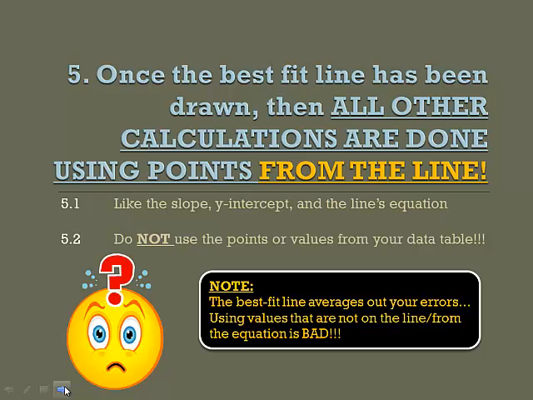Now, once you have a best fit line, all other calculations are done from the points on the line because that line is assumed to have averaged out our errors. So that means that once we have the line, we have to measure slope and the y-intercept and determine the line's equation from the line itself and points that we can extrapolate or interpolate from the line, not from the data points. So do not use the points or values in your data table once you have that best fit line.